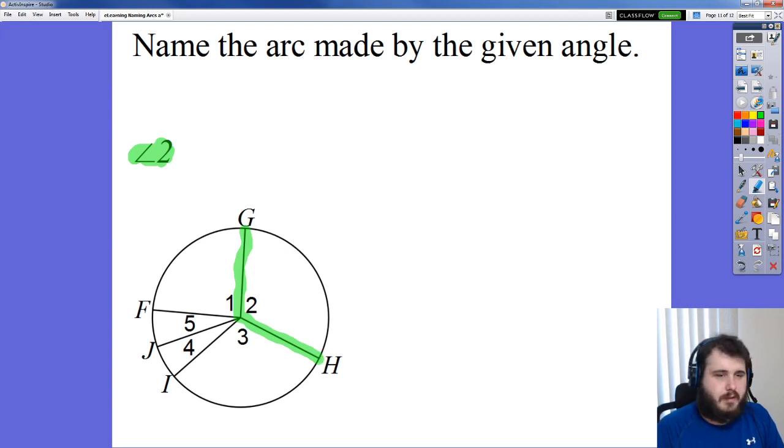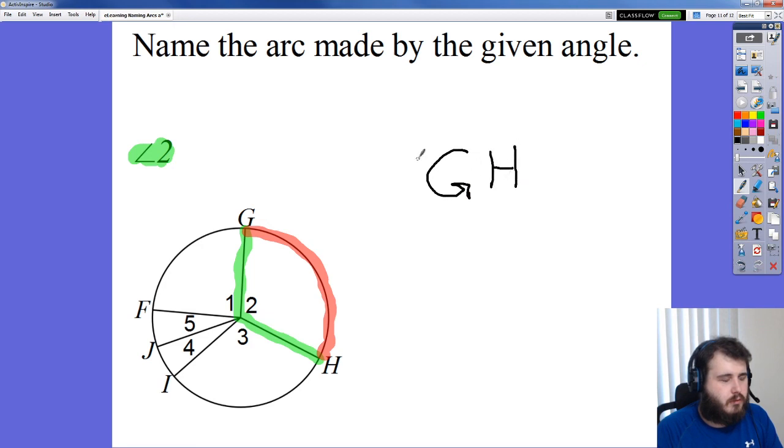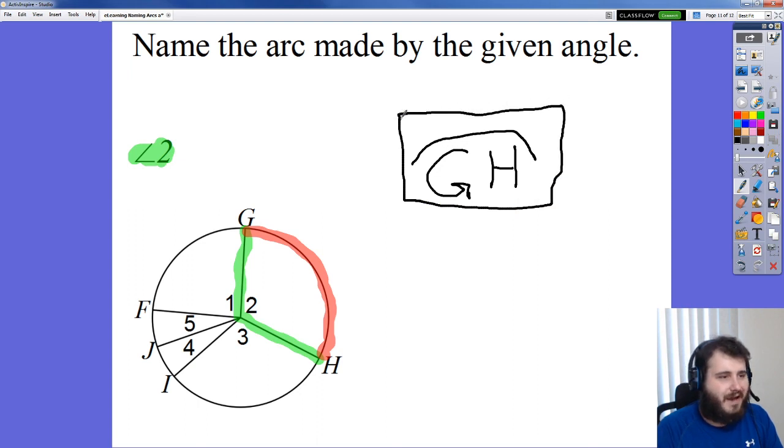And so let's look at the minor arc that is cut out by angle 2. Let's go the short way around the circle, in between the arc, and we get this guy right here in red. So now remember, we want to find what the endpoints are, and that's G and H. So we're going to write those down. And there we go. We have done exactly what they've asked. This is the name of the arc made by this angle.